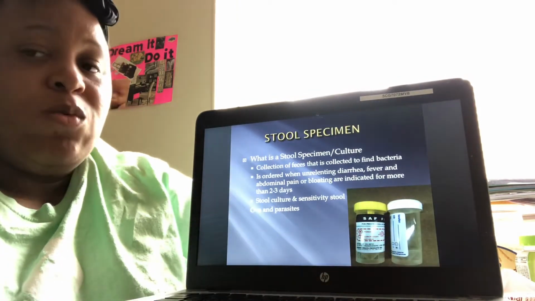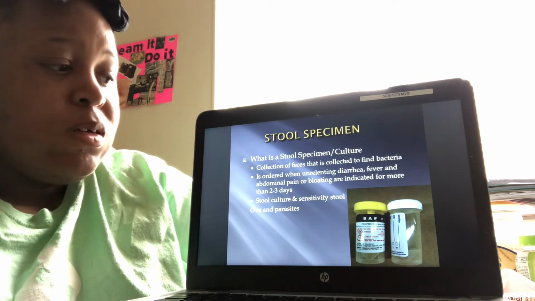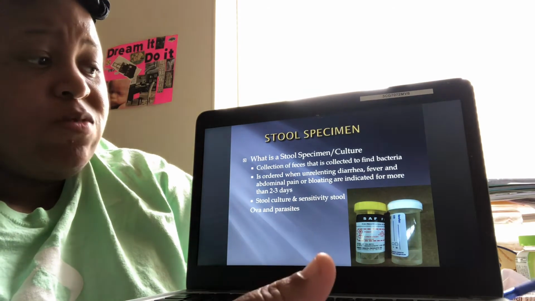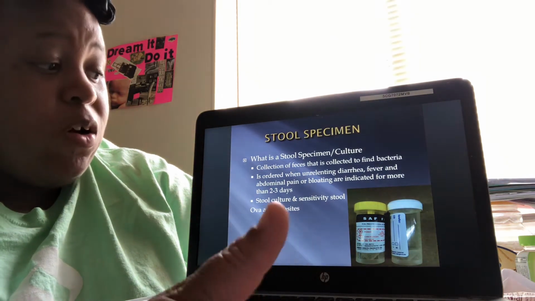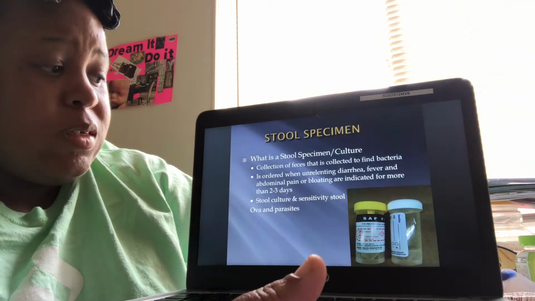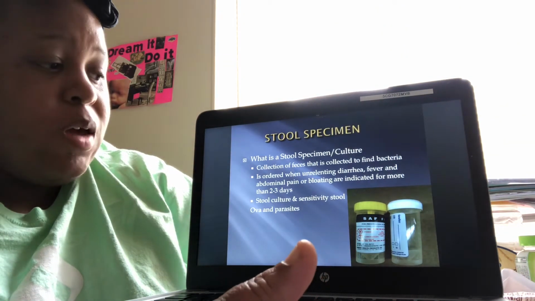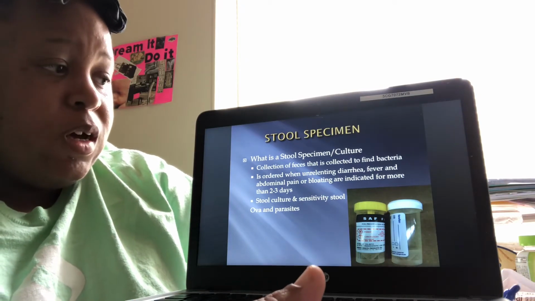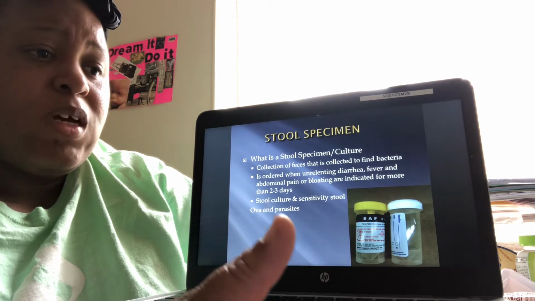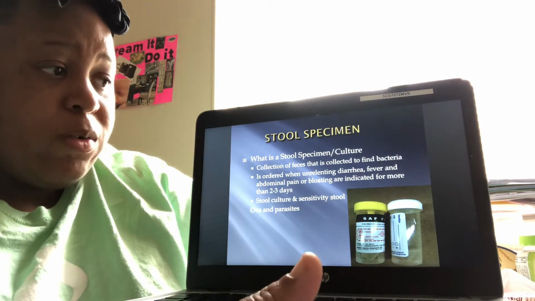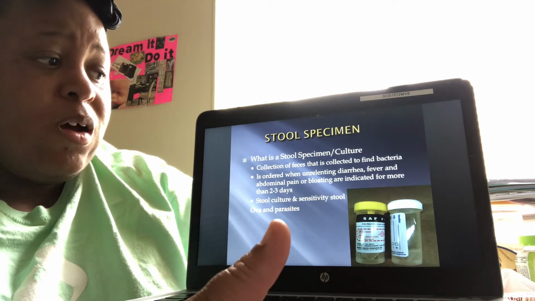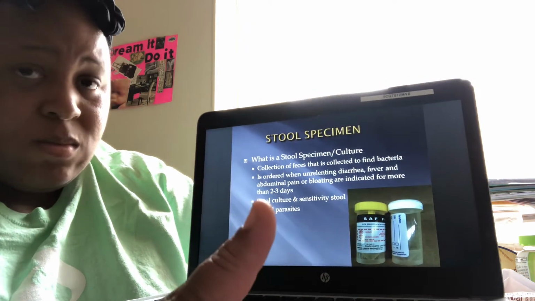The next specimen that we'll be talking about is a stool specimen. A stool culture is a collection of feces collected to find another kind of bacteria. It is ordered when a provider or doctor sees that the patient shows signs of unrelenting diarrhea, fever, abdominal pain, or bloating for more than 2 to 3 days.